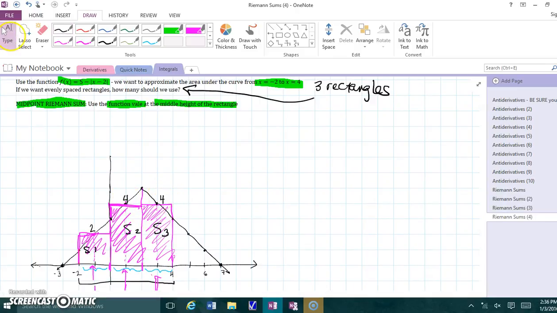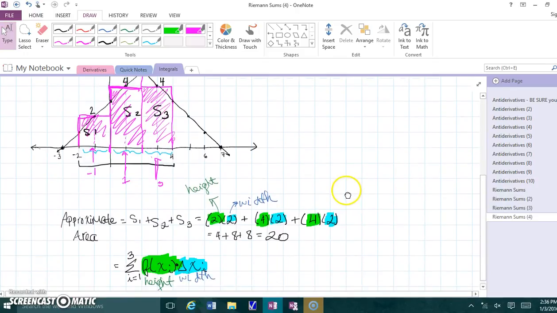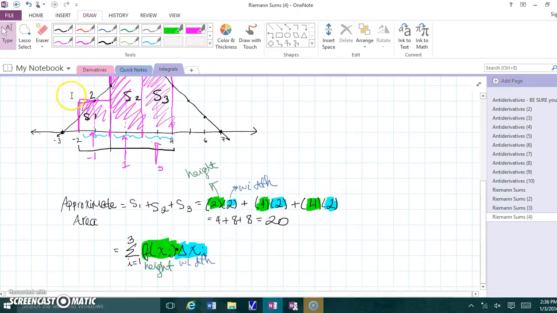So let's find what the sums are. My approximate area is S1, S2, S3 all added together. So I have 2 times 2 plus 4 times 2 plus 4 times 2. Again, my height times my width. That's how you find the area of a rectangle. It's 20. You could use geometry and get the actual true value.